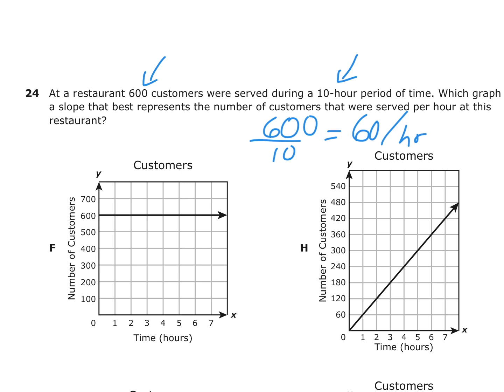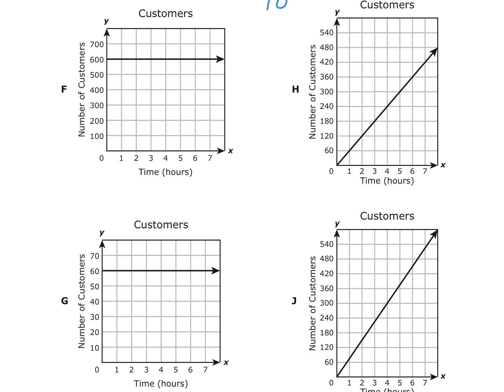So let's take a look at the best graph. We're looking for a slope of 60. This one has a slope of 0. This one has a slope of 0. So those do not make any sense. It has to be either H or J.